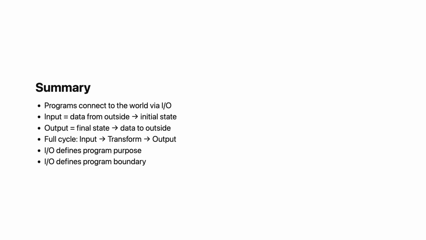Input and output take many forms: keyboard, screen, files, network, sensors, and more. Input and output define the program's purpose. What goes in and what comes out is what the program is for. Input and output define a boundary. Inside is what you control. Outside is the world. Design with this boundary in mind.